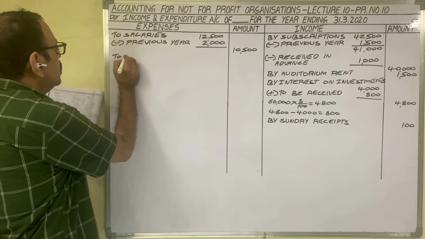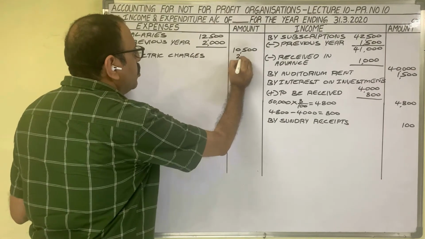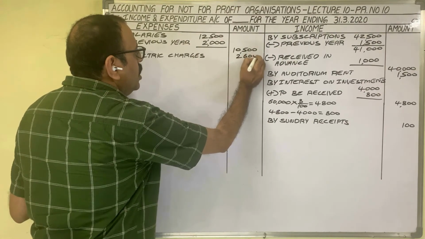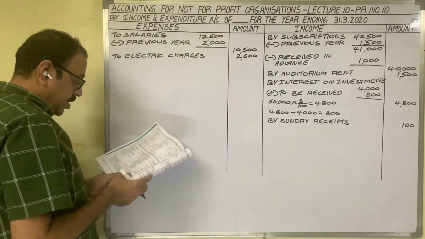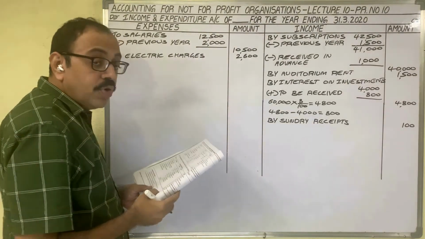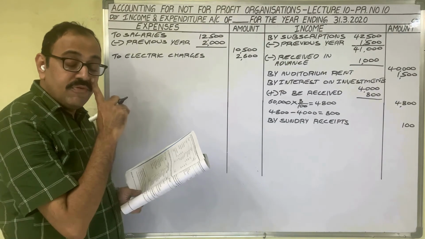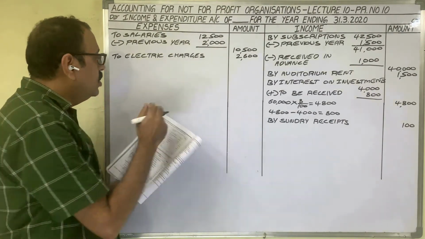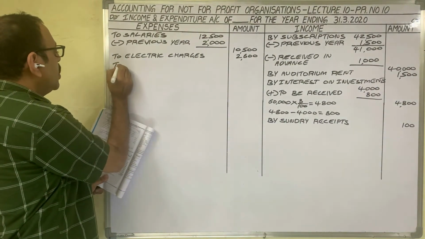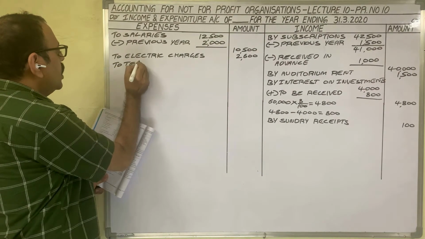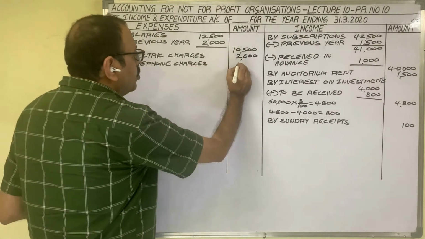To electric charges. Adjustment is not given. Therefore, amount in outer column. Next, telephone charges 1,400 rupees. This is also regular expenditure. Every month firm incurs this. So debit side of this account. To telephone charges 1,400 rupees.